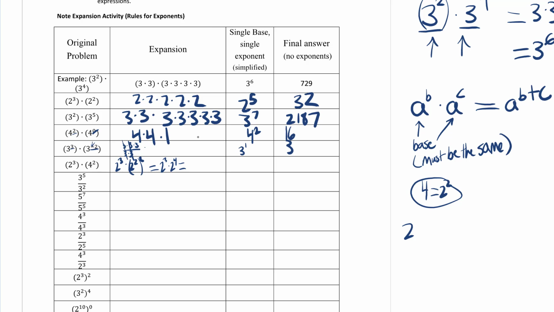I'm not even going to write out the expansions for most of the rest of these because, okay, I'll do it. 2 to the seventh. 3, 4, 5, 6, 7. There you go. 2 to the seventh, and that is 128.